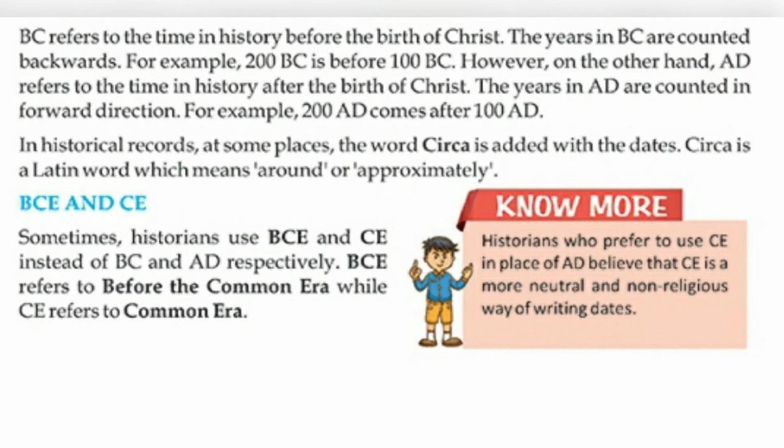However, on the other hand, AD refers to the time in history after the birth of Christ, in the year of the Lord. The years in AD are counted in the forward direction, like we count our years in the forward direction. For example, 200 AD comes after 100 AD.